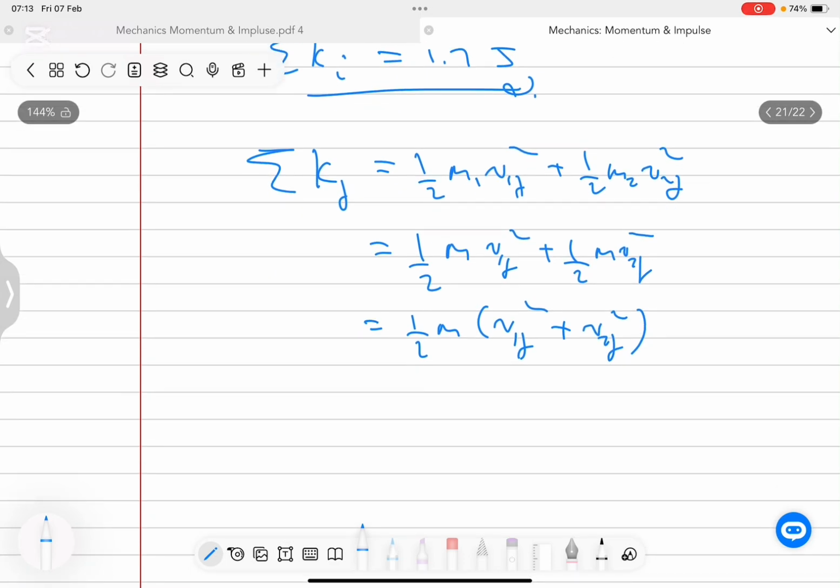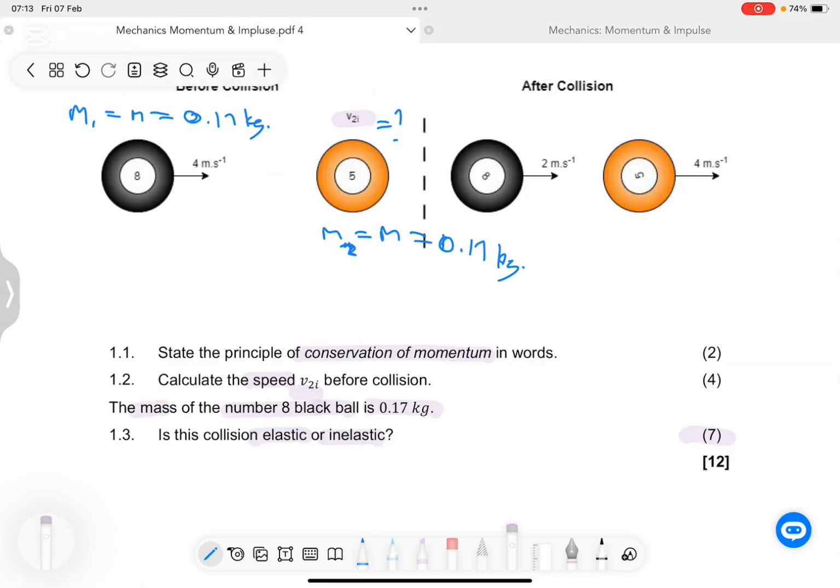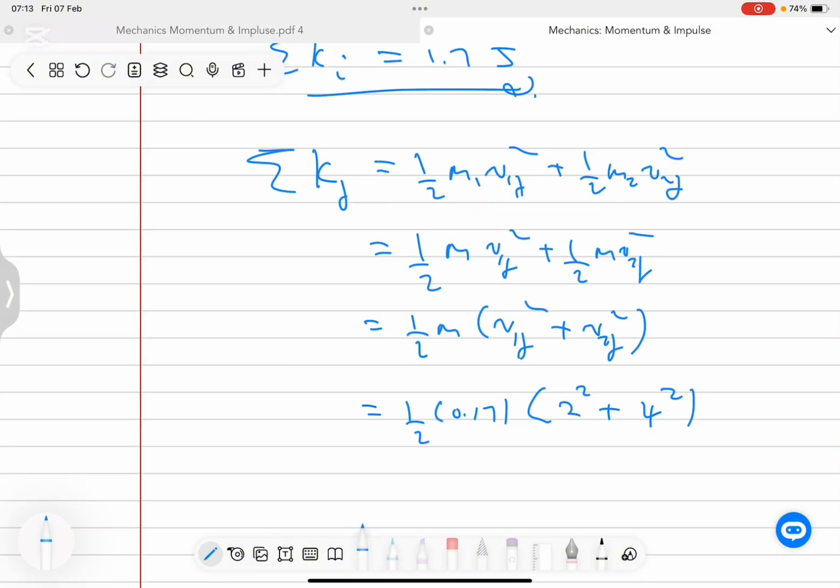And at this stage, I can then substitute to say I have 1 over 2 times 0.17. I'm just doing this so that when I punch my calculator, I don't have to punch this twice. I can only punch this once. Then here I'm going to have my final velocity of the first object to be 2 squared plus, now this is not velocity, it is speed, because in the formula of kinetic energy we only work with speed, and the final speed will be 4 meters per second. I'm going to take the 4 meters per second squared. Let's double check. Yes, that is 4, 2 and a 4.